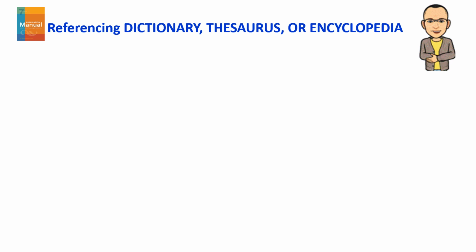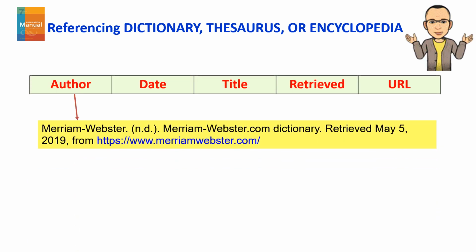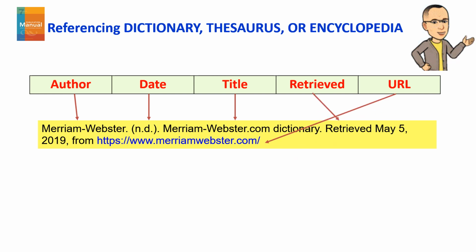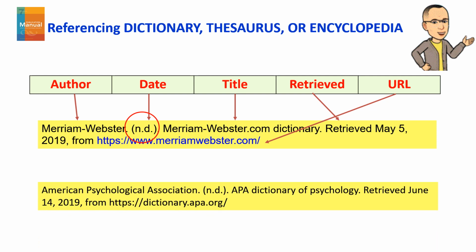Referencing a dictionary, thesaurus, or encyclopedia follows the pattern: name of the author, year of publication, title of the dictionary, thesaurus, or encyclopedia, date of publication, date when it was retrieved, and the URL. Example: Merriam-Webster. (n.d.). Merriam-Webster.com Dictionary. Retrieved May 5, 2019, from https://www.merriam-webster.com/. ND stands for no date, which means that dates are not provided by the publisher. Note the period punctuation mark at the end of the name of the dictionary.